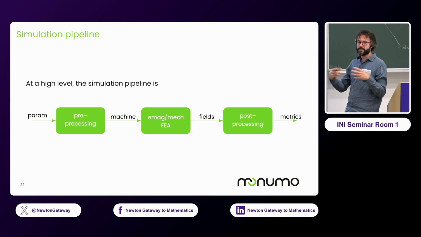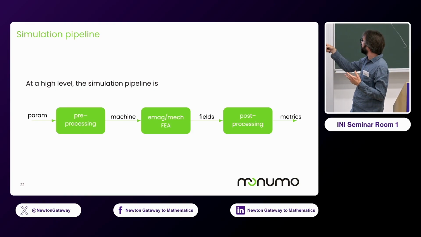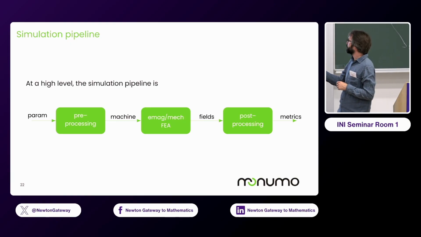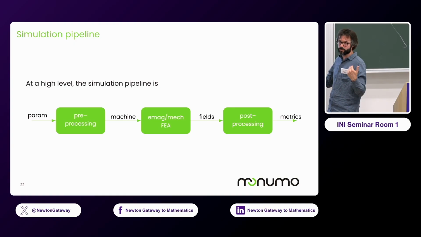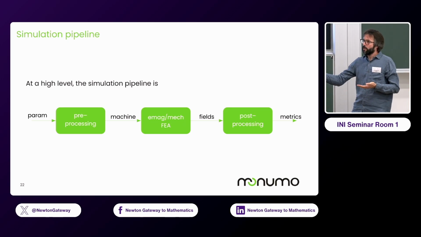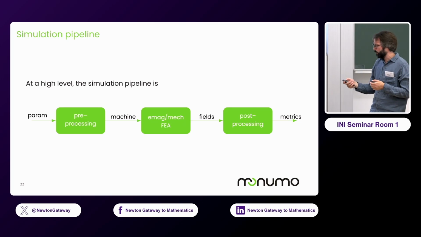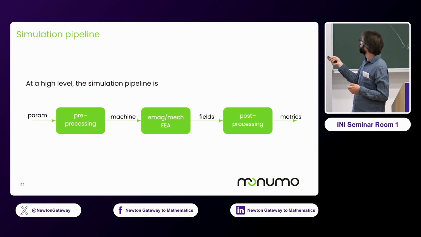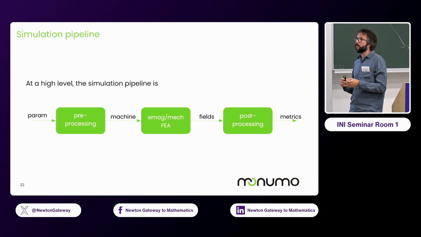From a high level, the simulation pipeline can be represented like this. We start with some parameters, so those will be the 2,000 freeform parameters I was talking about. The pre-processing I just described gives us a machine object for which we can do some simulations. We get some fields. So for IMAG, the B field is possibly the most important one. And then from this field, we do some post-processing to compute all the losses. So what are the losses in the steel, in the magnets, and all the losses you can imagine.